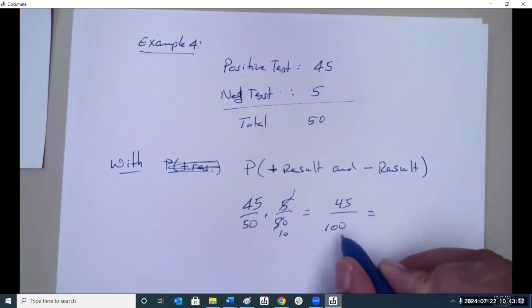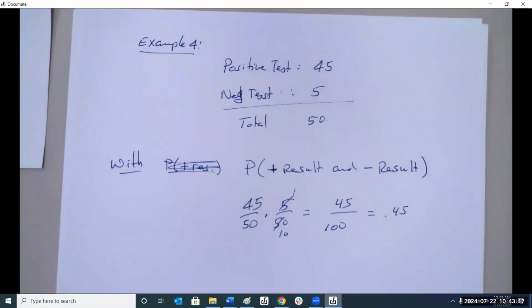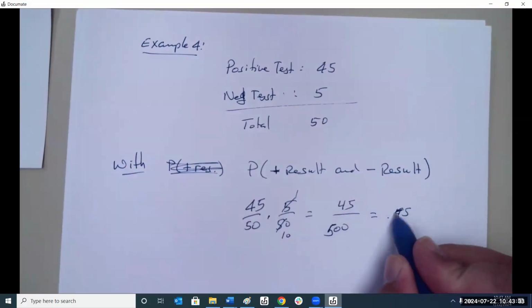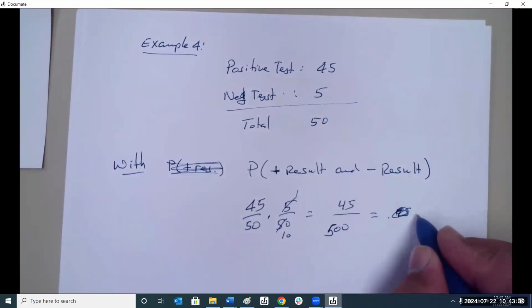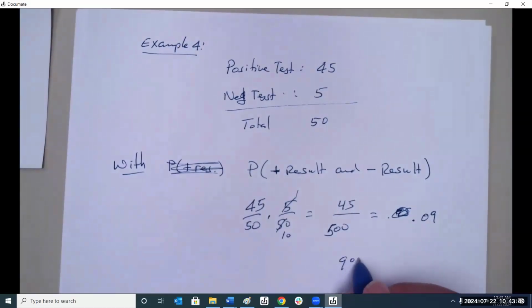You can simplify that. 5, 3. So you said 45 over 100. 50 times 10 is 500. 500, yeah. So they go in there 0.05 goes in there 9 times. So it's 9 with 2 zeros, 0.09, which is 9%.